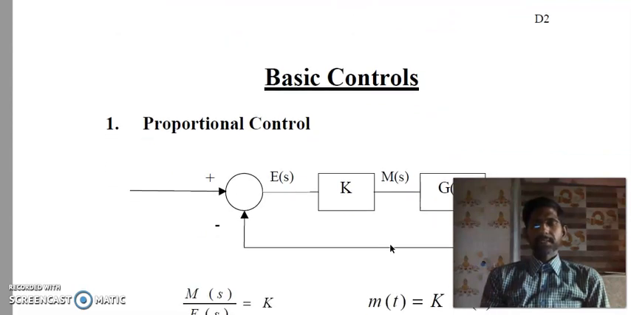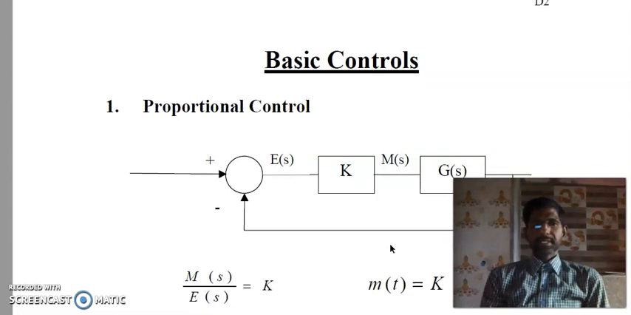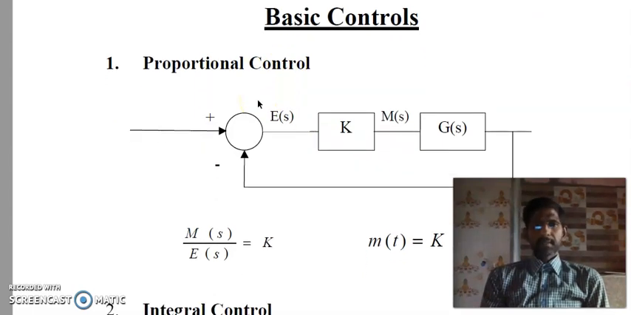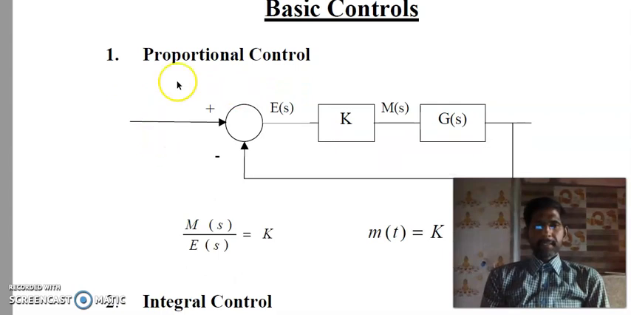Basic controllers to design the compensation technique. First one is the proportional controller. In the proportional controller, the closed loop system is nothing but, if you remove this block, gain k, the proportional constant k, then it will be a closed loop system. For the proportional controller, we are just going to introduce this block k.